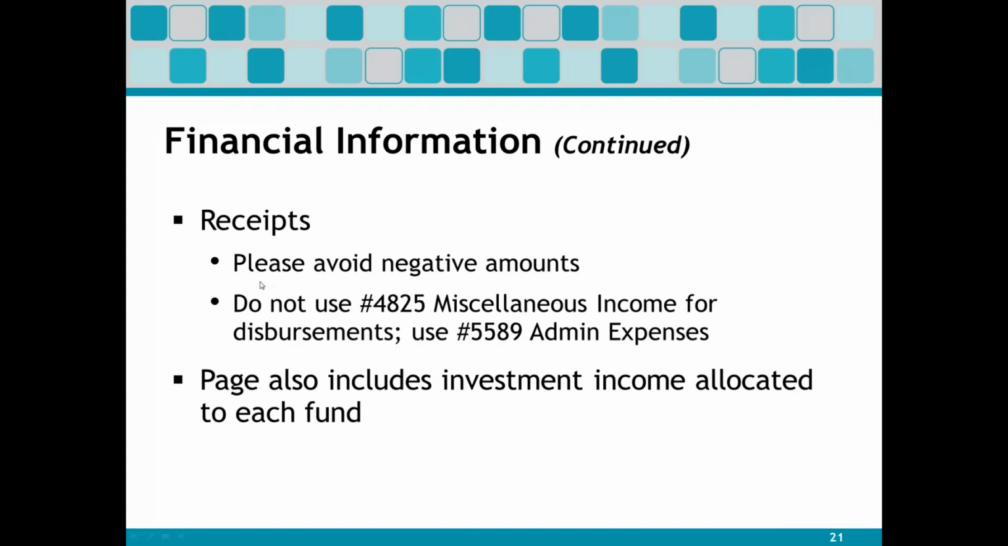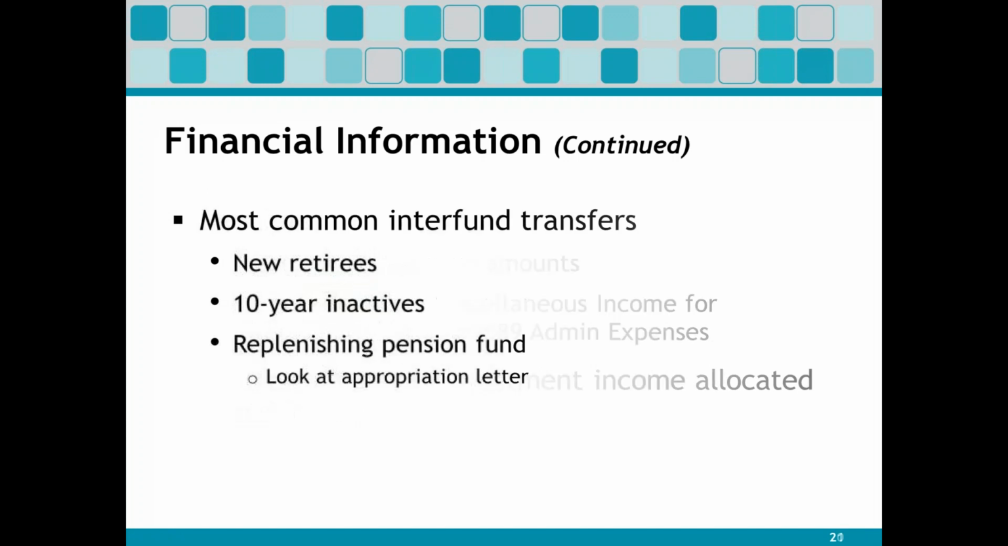Go back. Yeah. The most common interfund transfers that are out there, new retirees. So when people retire, their money goes from the annuity savings fund, where they've been contributing all the years, over to the annuity reserve fund. So now once they retire and they start getting their money back as part of the annuity, it comes out of the annuity reserve fund.